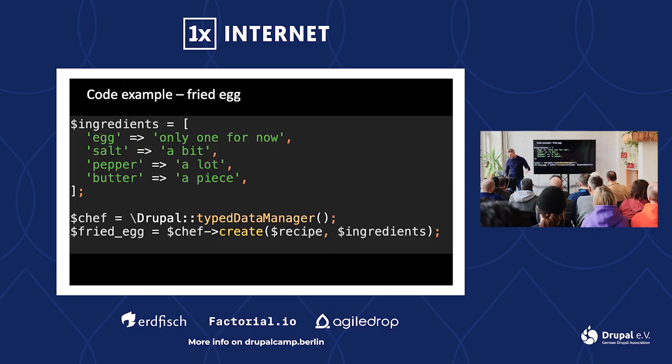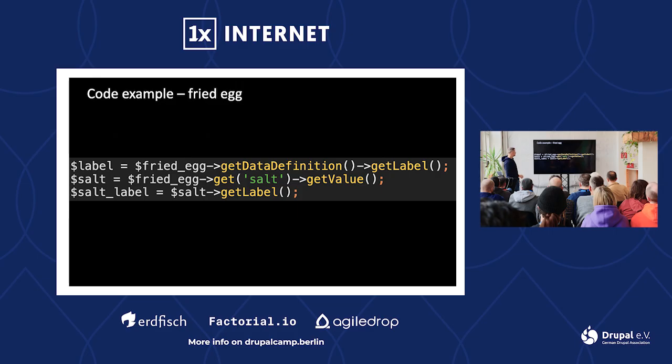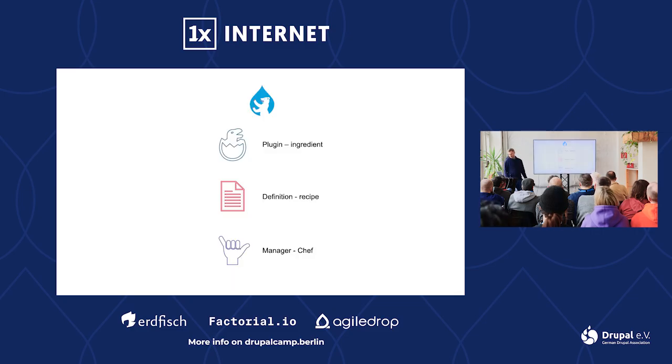So we have our fried egg instance. What can we do with it? We can get the definition, which is the recipe. We can get the label from the recipe to know what we have done. We can get one level down to the ingredients. We can get this ingredient called salt and get the value, get the label, and so on. So we can already see how easy it is to traverse up and down throughout the structure, whenever it might be complicated, right? So on each level, you can do some findings there. Okay, that was pretty straightforward, but let's move on to something more complex.